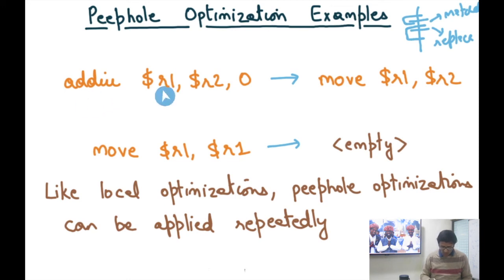Okay, so here are some more examples of peephole optimizations. ADDIU R1 R2 0 can be just replaced with a move of R2 to R1. So instead of doing an arithmetic operation with 0, and so unnecessarily turning on your arithmetic circuit, you just want to implement a move instruction. Or similarly, if you have a move R1 R1, you can just replace it with the empty sequence, which means just remove this instruction because it's a no-op.